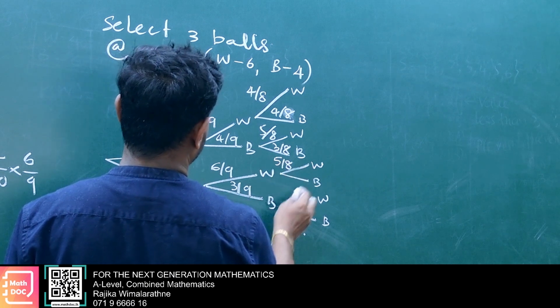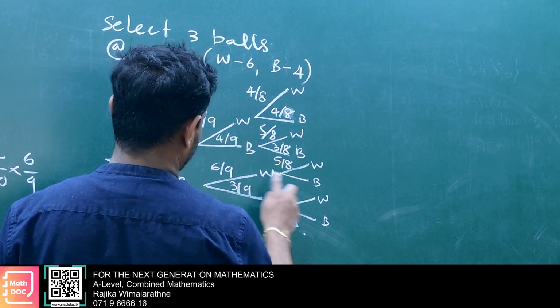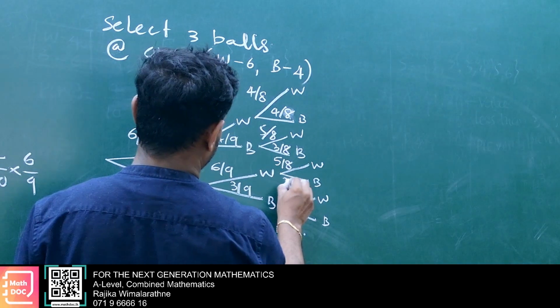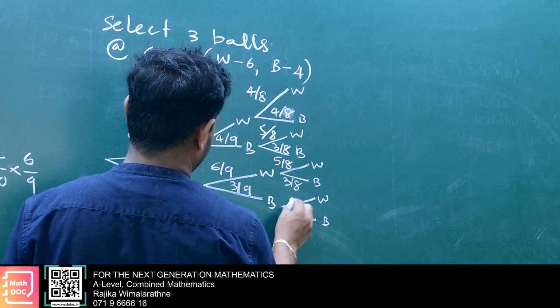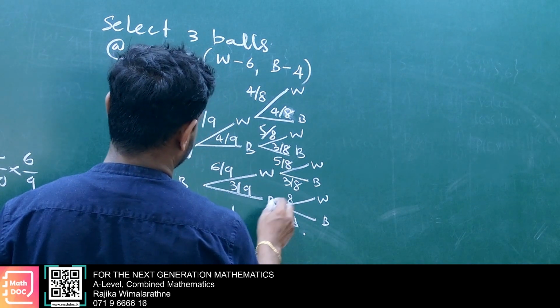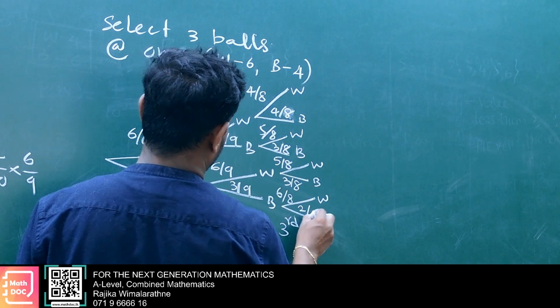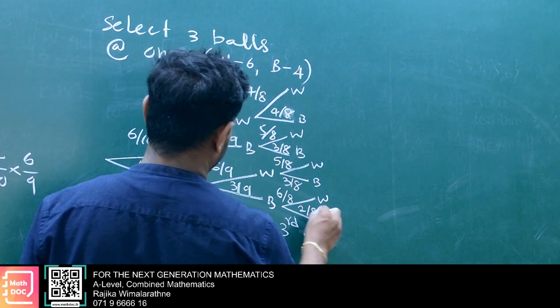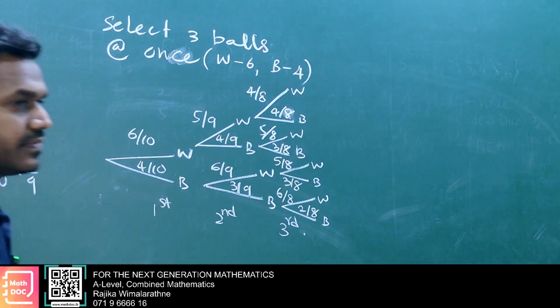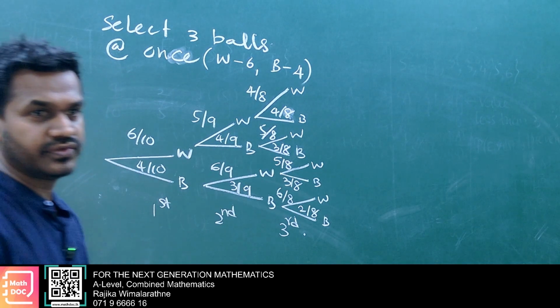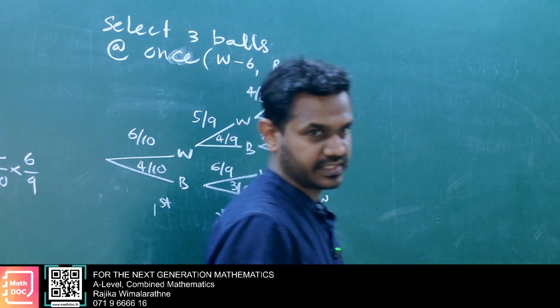Here 6 over 9, 3 over 9, 5 over 8, black, white, black, 3 over 8. Here 2 black, 6 over 8, 2 over 8. So one by one you have to think.